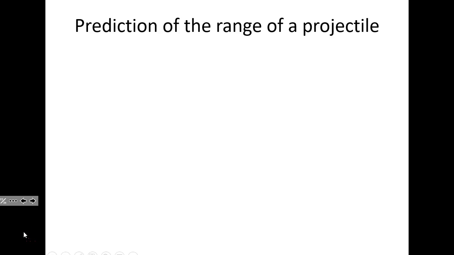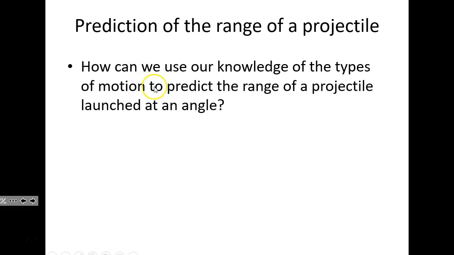So how can we use all that information to help us predict the range of a projectile? Well, we don't need all of that necessarily to predict the range of a projectile, but we do need to know that the projectile launched at an angle does different things in different dimensions. It's constant velocity in the x, it's accelerated in the y.